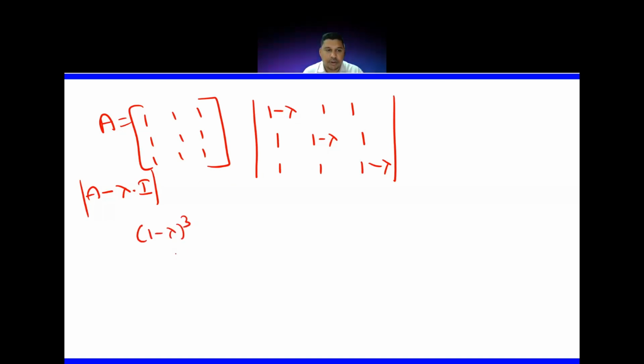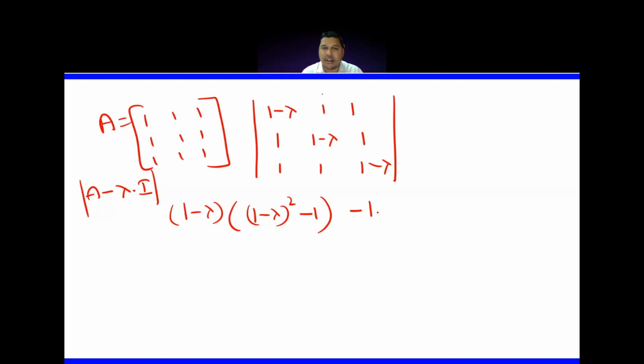Oh no, sorry. We have tried it. 1 minus lambda into this minus 1. So it is 1 minus lambda whole square minus 1. Next, minus 1 into, when you are considering the second element, you have to take the minus symbol and you have to take the other things.